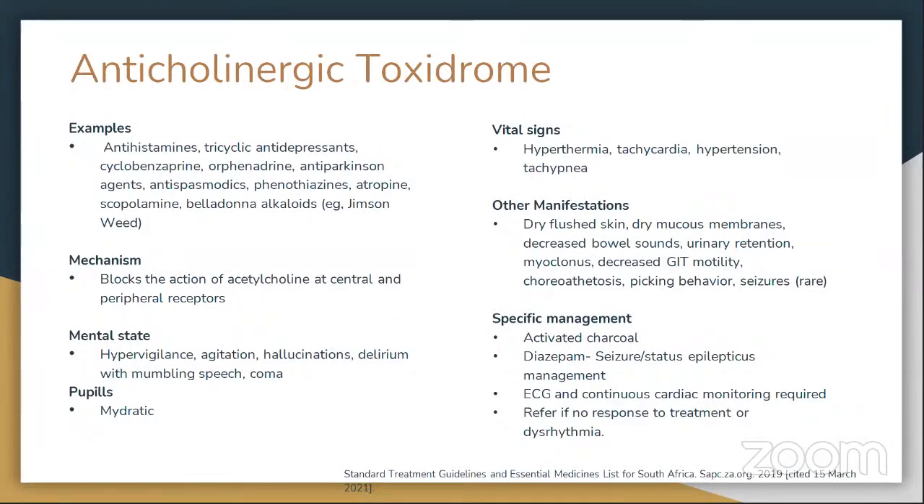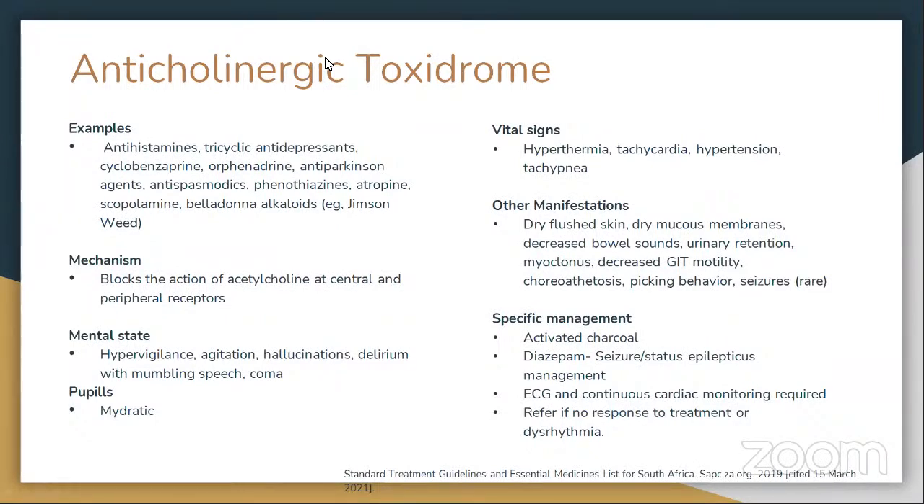So the anticholinergic toxidrome: the most common causes of the anticholinergic toxidromes are antihistamines. Antihistamines can be anything from allergy medication that you take over the counter to tricyclic antidepressants that we prescribe for neuropathic pain, such as amitriptyline, as well as cyclobenzaprine, orphenadrine, and anti-Parkinson agents.